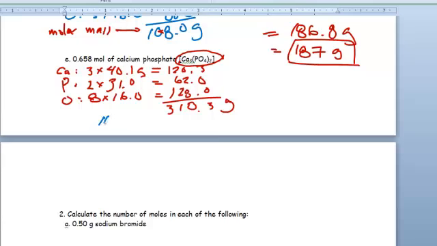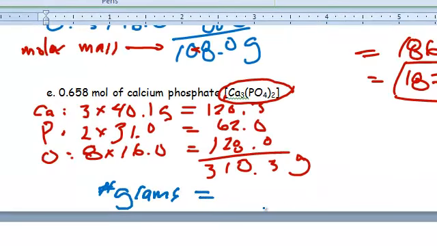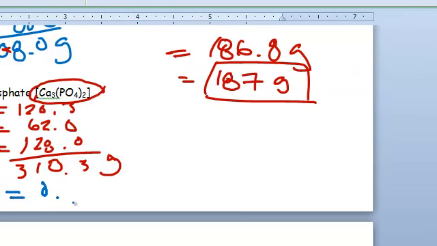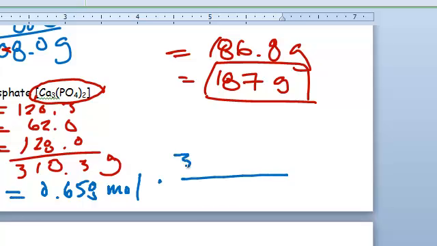All right, so let's get down to business. Number of grams equals, we put down what we're given, so that's 0.658 moles times the conversion factor. We put molar mass on top, 310.3 grams over 1 mole. Moles cancels, and let's take 310.3 times 0.658.